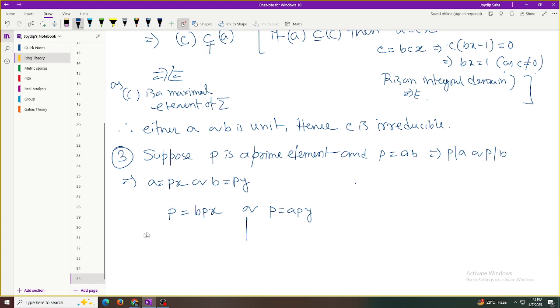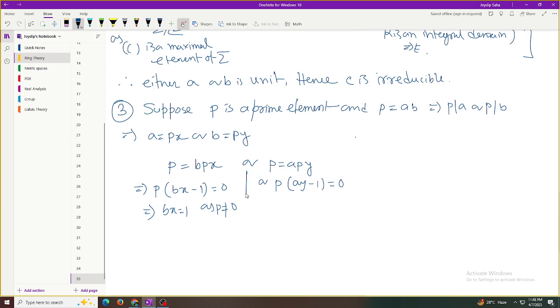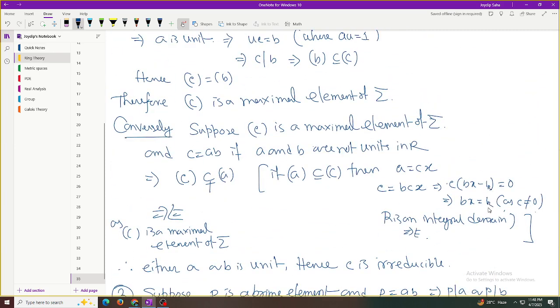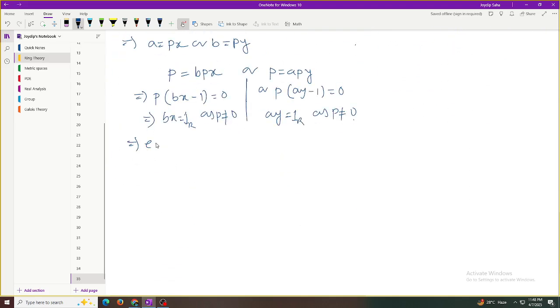So this implies P(BX minus 1) equals 0 or P(AY minus 1) equals 0. This implies X equals 1 as P not equals 0 and R is an integral domain. These are easy. AY equals 1R as P not equals 0. I should write 1R. This implies either A or B is unit, so P is irreducible.